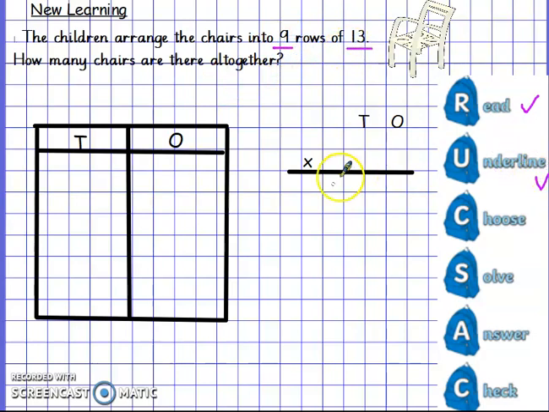I'm going to choose which method. This time I'm going to do column method. I'm going to set it out. Do you want to do it with me in your book? You can always pause the video and press play when you're ready to go along with me.